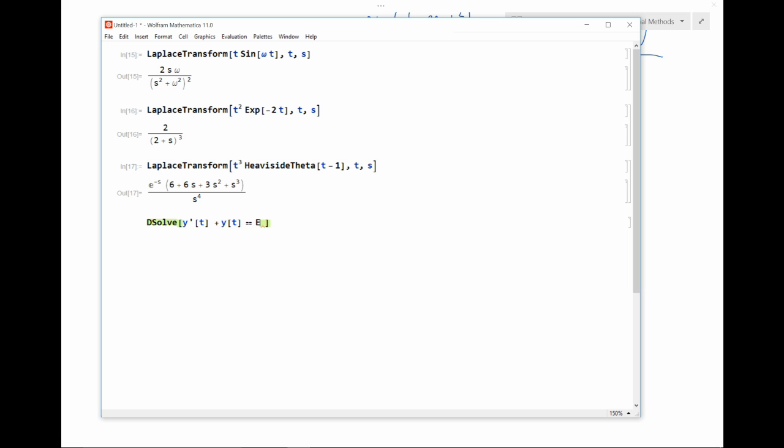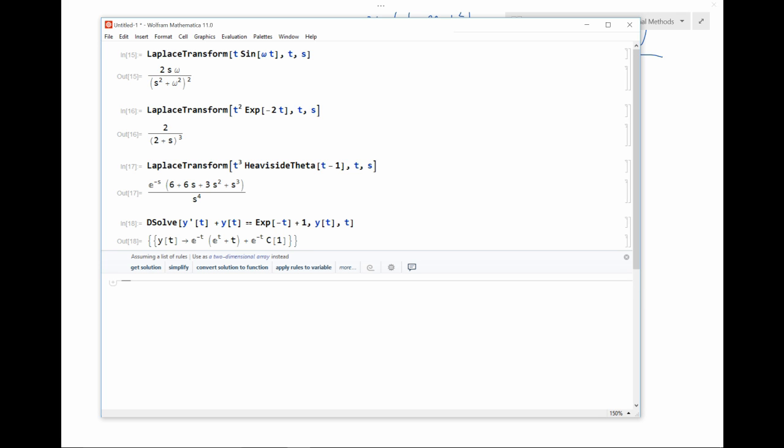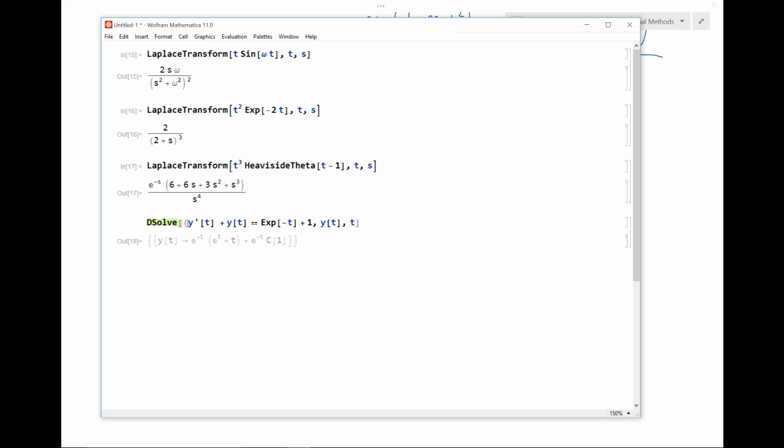So that was equal to e to the minus t plus 1. And we want the solution as a function y of t, and the whole equation is given to us in terms of t. And Mathematica will give us the general solution with the constant here. We had the initial value, so we should be able to figure out what this constant is, and dsolve can do that for us. But in order for dsolve to know that there is an initial condition, we have to give it to it as a second equation.